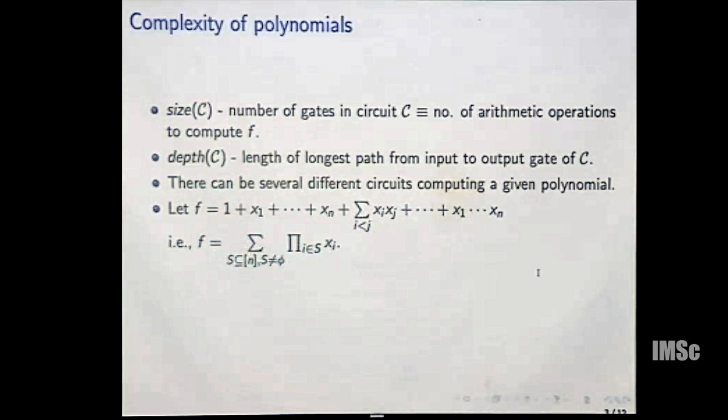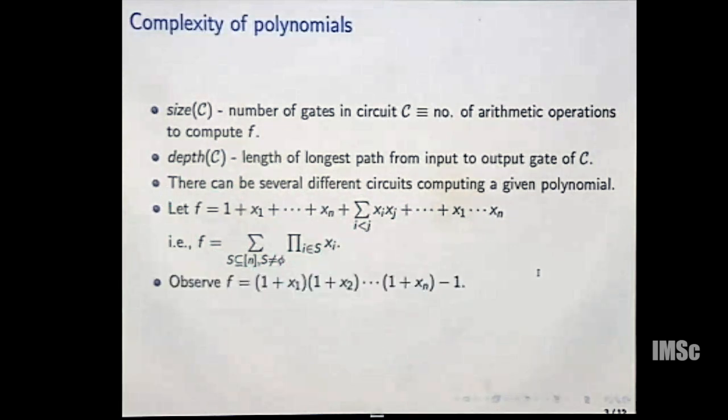So can you describe a circuit, or what is the size of a circuit computing this polynomial? 2 power n, right? You have one sum gate followed by 2 power n children, product gates, and each of the product gates computes the corresponding monomial. So that is one way of computing this polynomial. Now can you ask, is there a cleverer way? That roughly requires 2 to the n many multiplications, product gates. So the question is, can you do this in a better way?